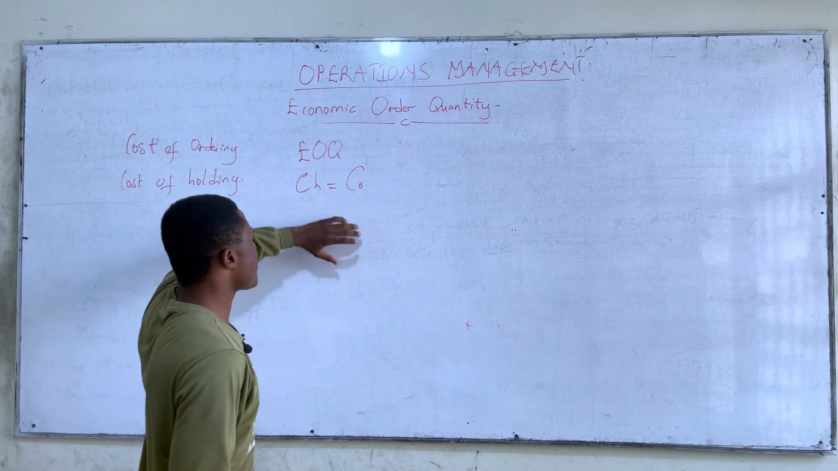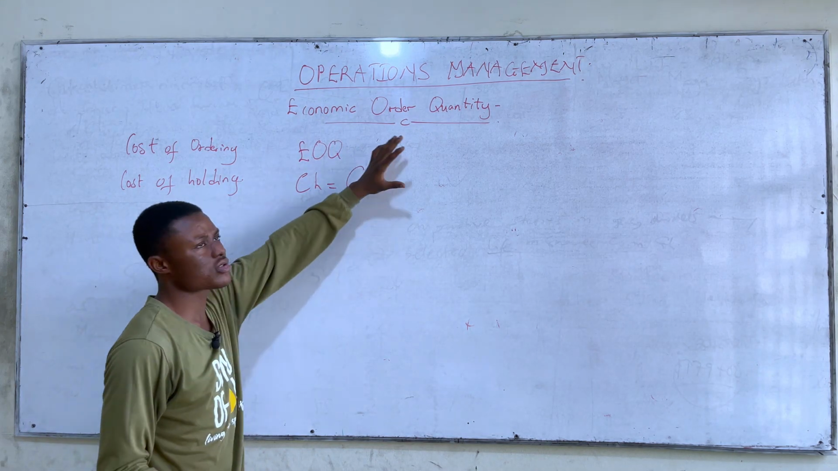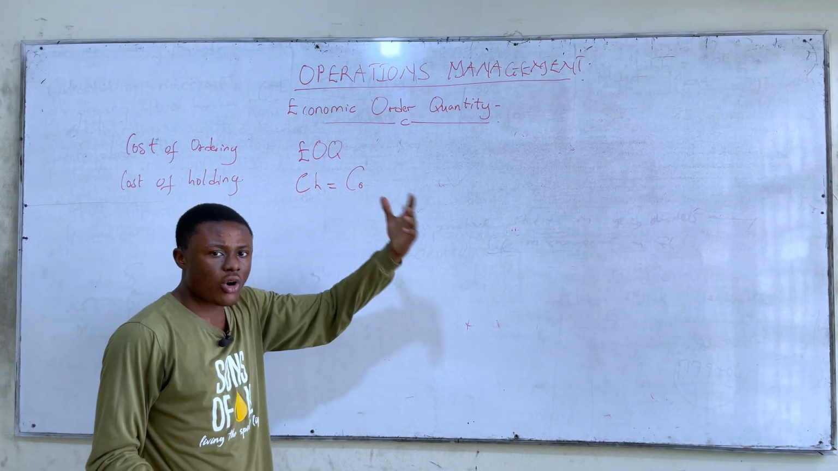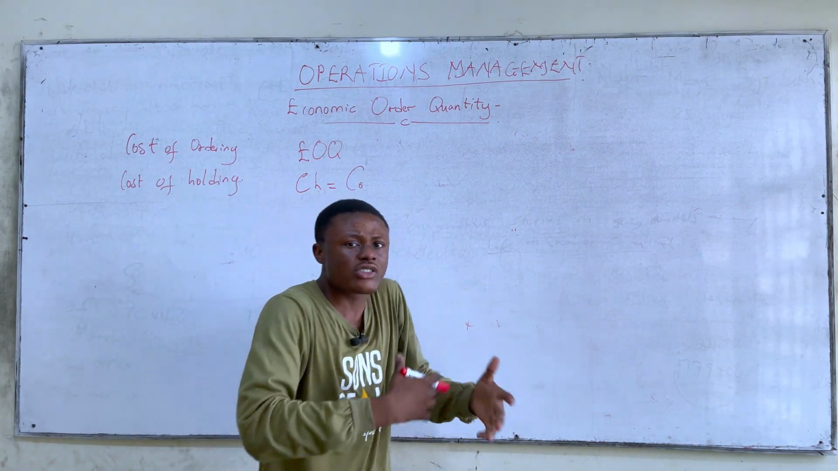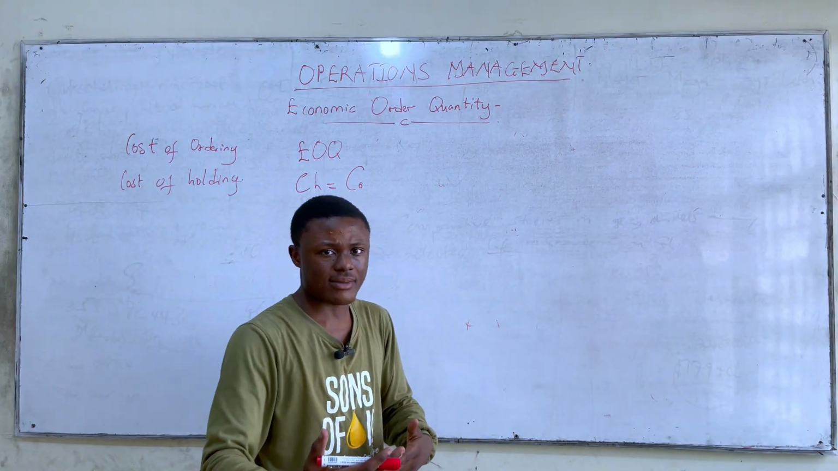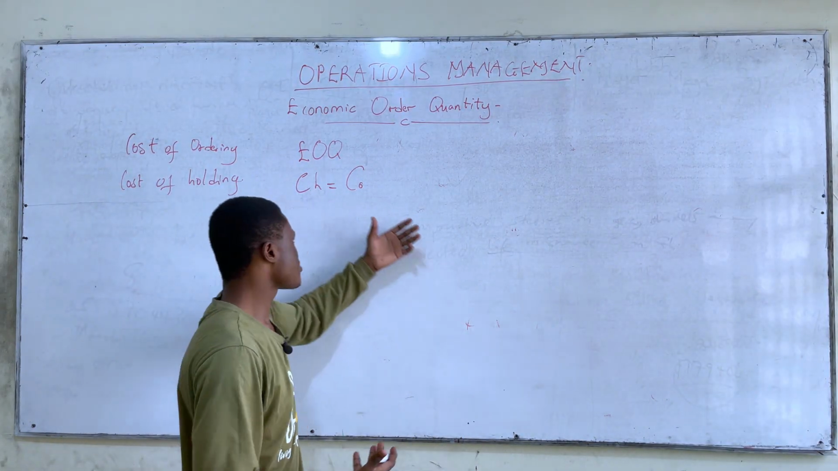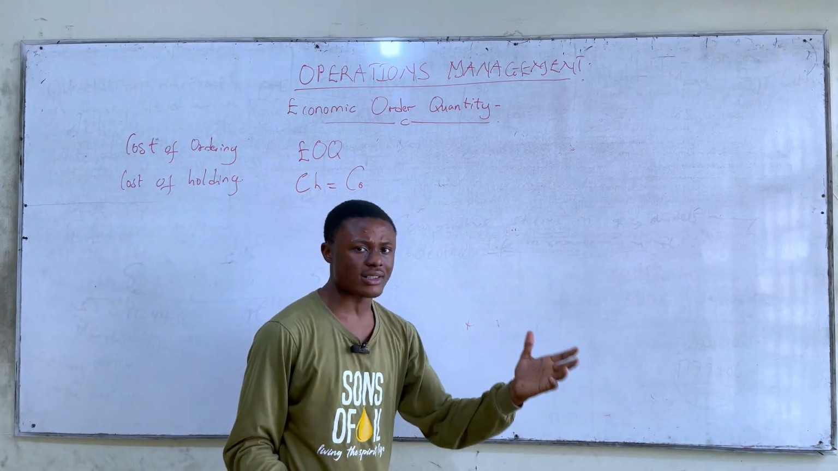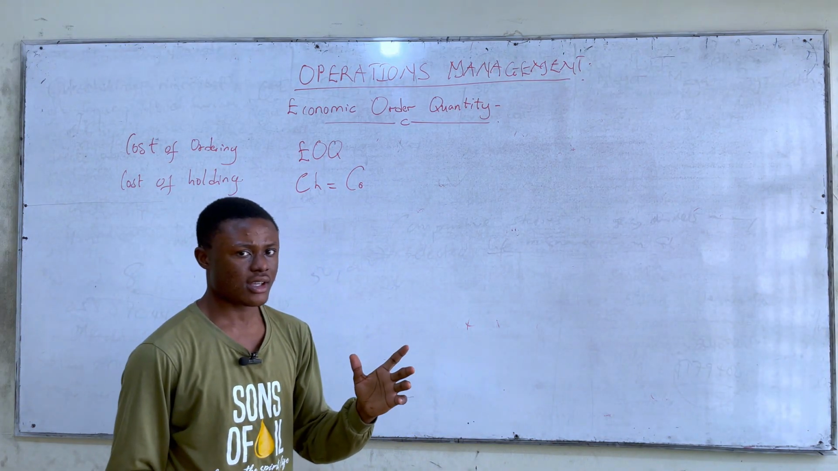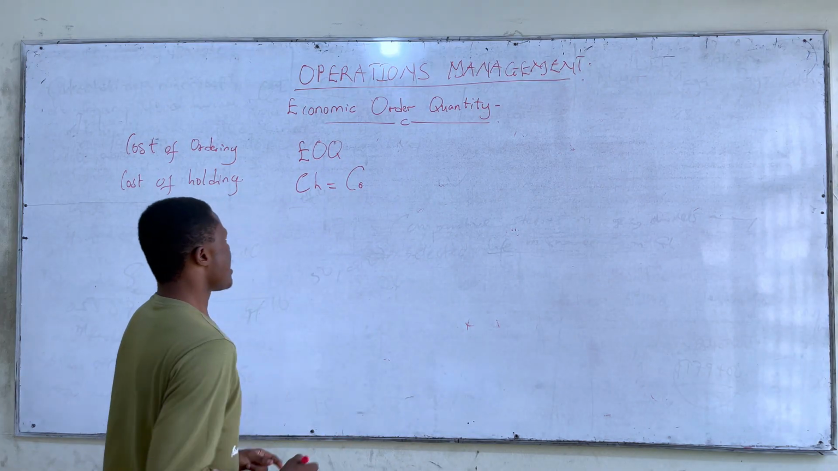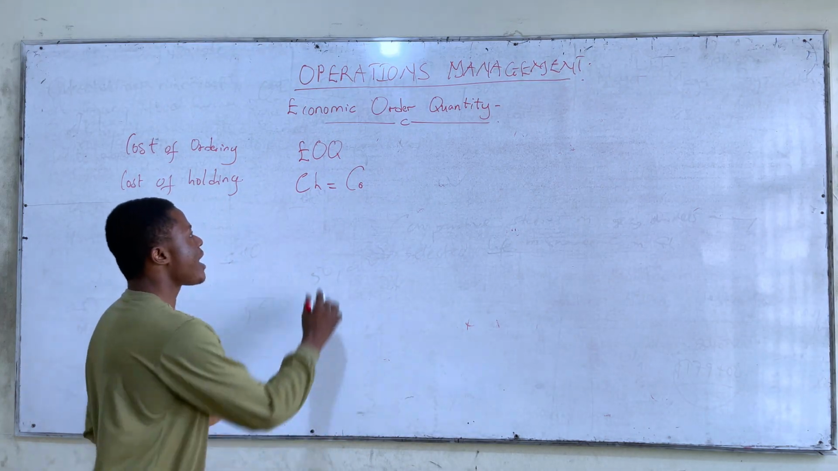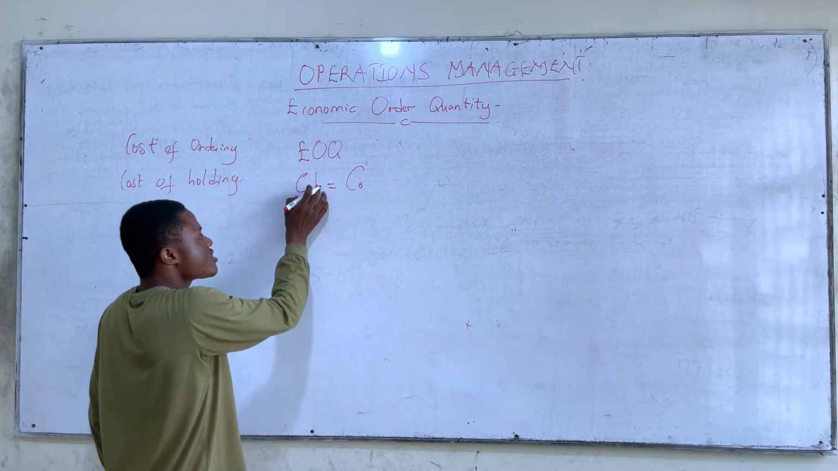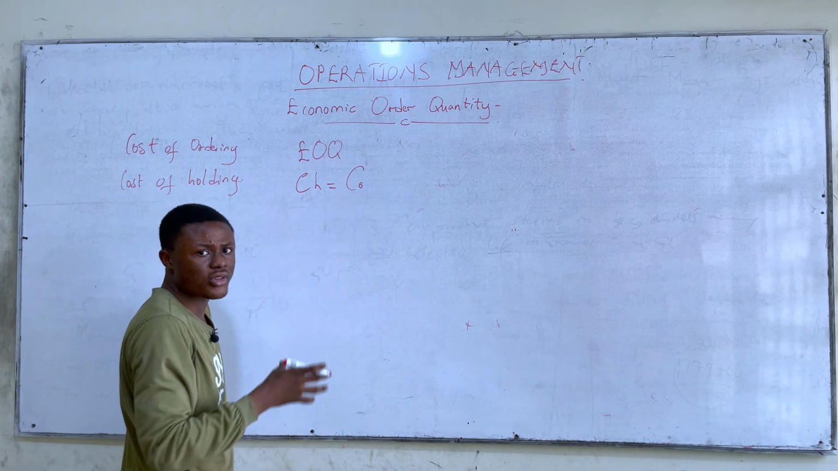We have already talked about the meaning of our cost of holding and our cost of ordering. When we talk of the cost of ordering, we mean the cost that you incur when you want to order your items from a supplier. The cost of holding talks of the cost incurred in holding one item per unit. So we have to know that for our EOQ, our economic order quantity, our cost of holding should be equal to our cost of ordering.